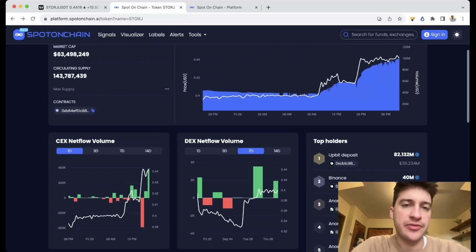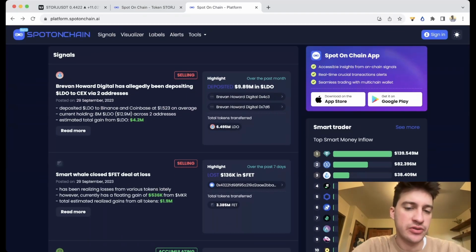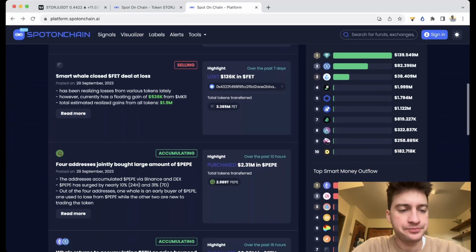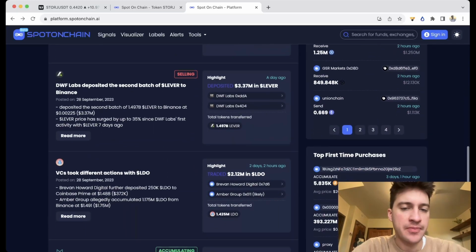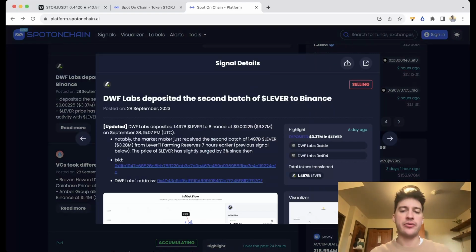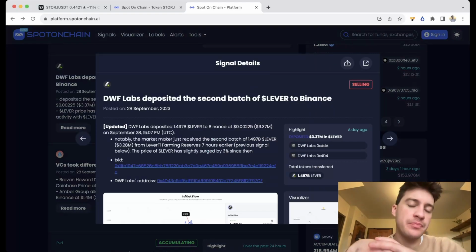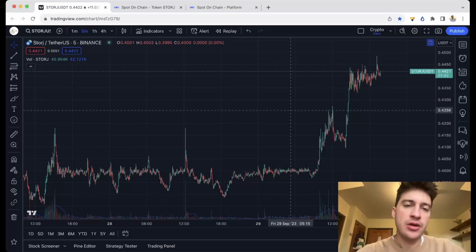Another thing you can do on this platform is get pretty good trading signals. So here's the signals page, and I want to show you guys one of them. If I go down to, where is it? Yeah, this one on Lever. This one was a very good trade. This signal came out for all the free users, and I want to look at what was going on here. There was a $3.37 million deposit of Lever that happened yesterday on Thursday.